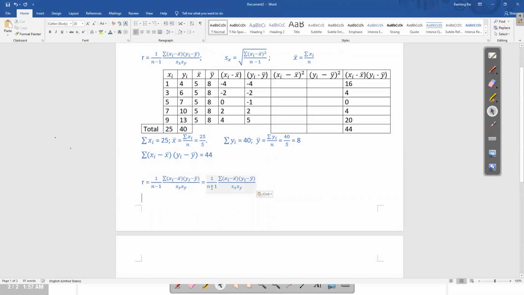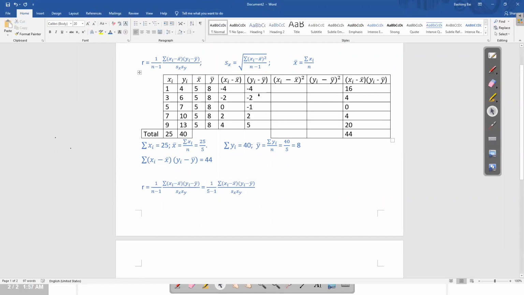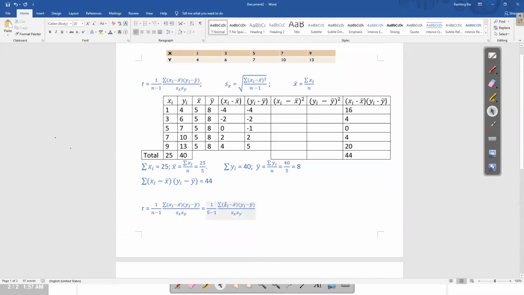So let's plug in the one we already know. N equal to 5, right? We have 5 individuals in the data. And the top summation equal to a number I just found, 44. So we just need to find standard deviation of x and standard deviation of y, then problem solved, right?